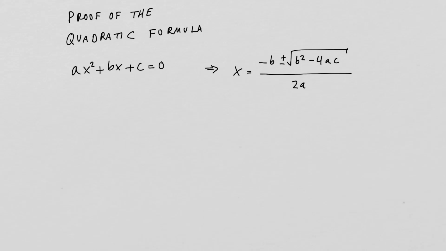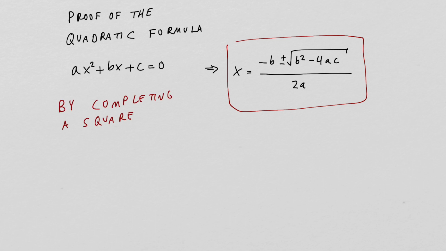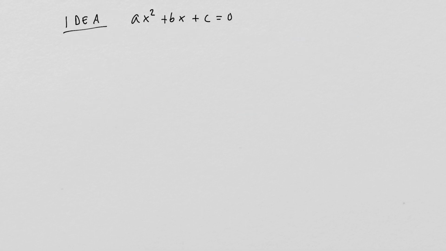Let's prove the quadratic formula. The method we need is completing the square. Let's practice the idea by using an example. If we would have a equal to 1 and c equal to minus d, our equation would take this form.